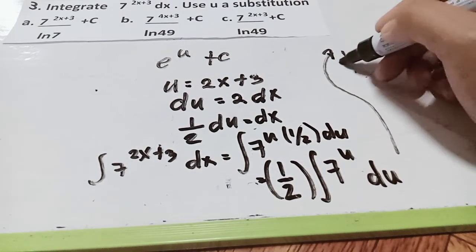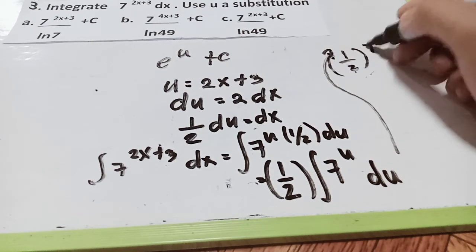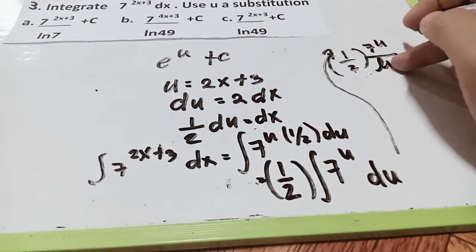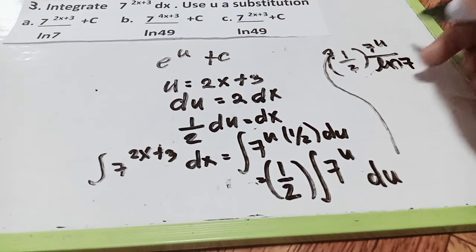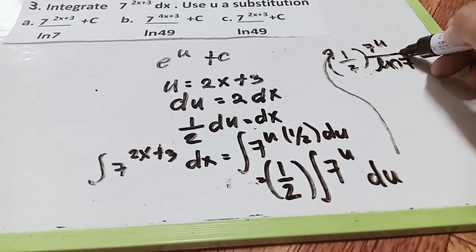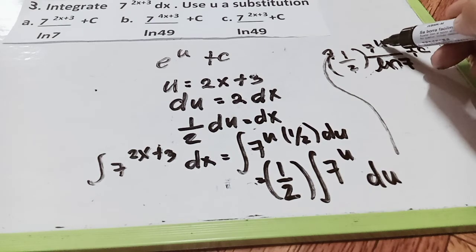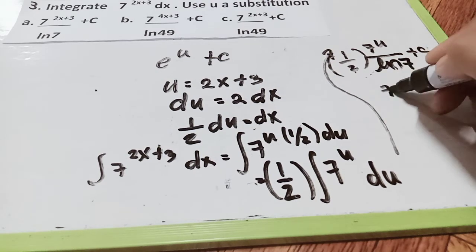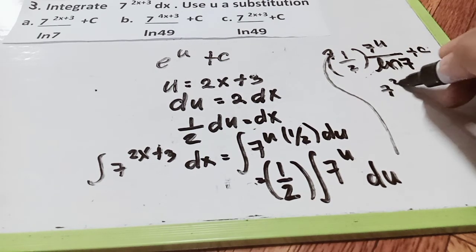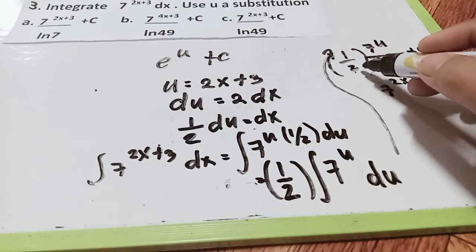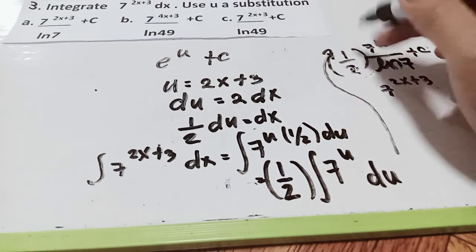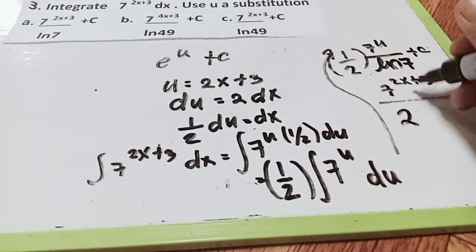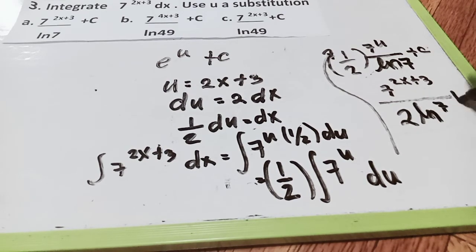So we have 1/2 times 7 to the u over ln of 7, take note, plus C. And then we will substitute our u. What is our u? 2x plus 3. So we have 7 to the 2x plus 3. And then after that, this is a ln. Take note, ln. So we have 2 ln of 7 plus C.